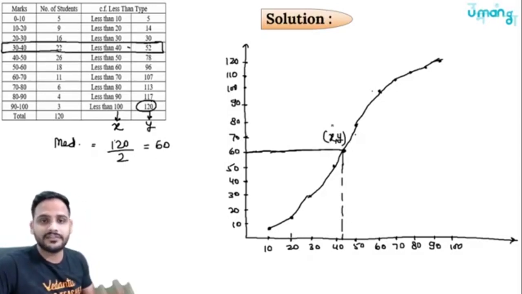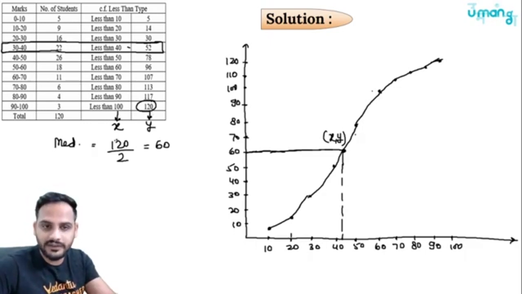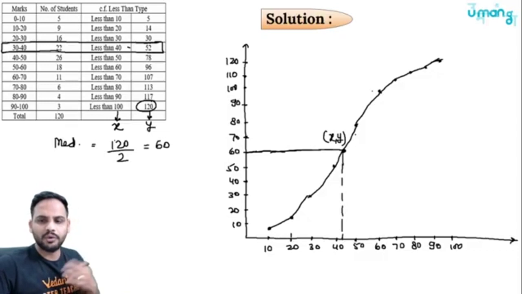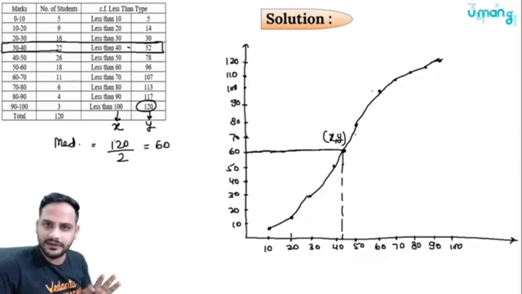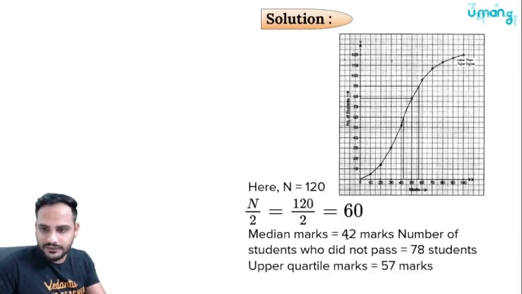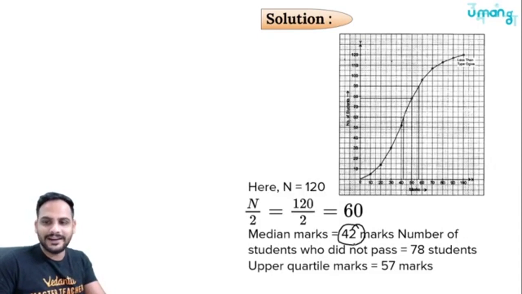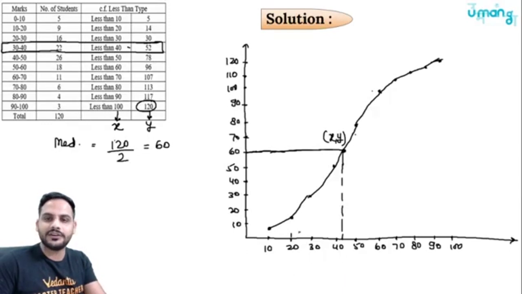What we did? First, to get the median, number of observations, whatever is given, divide that by 2, you got the value. That value is 60 now. 120 by 2 is 60. From 60, draw a line parallel to x-axis. Wherever it intersects the ogive, that point, find the x coordinate. So x coordinate you will see from here. So x coordinate will be something like 41, 42, 43. Got it? Since it is a rough diagram, I cannot say it directly, but if you draw the correct graph, it will be 42 marks. Look, around 40 marks we are getting. Got it? So this is how you will get your median.